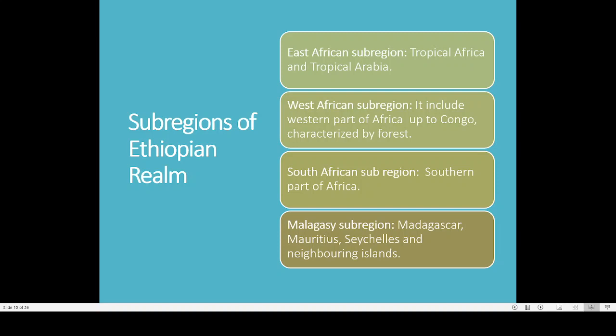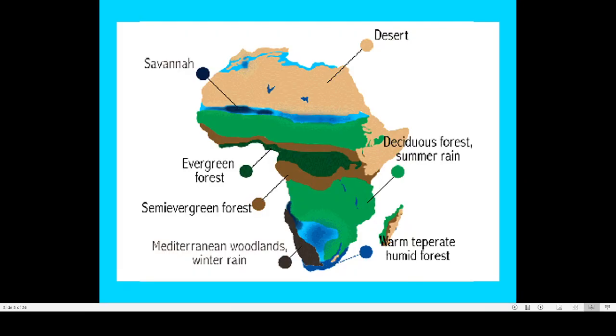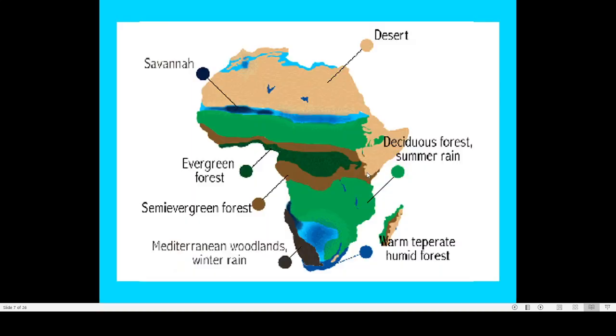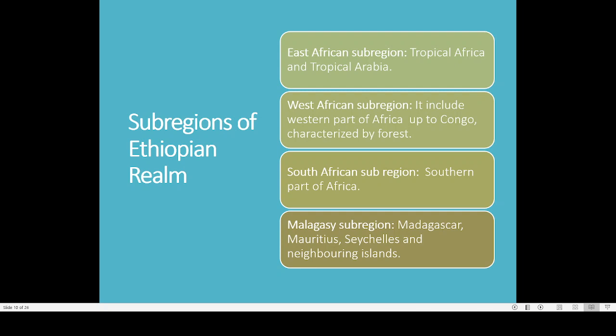Now, coming to the East African sub-region, you can see that it basically includes tropical Africa and tropical Arabia. So this is the East African sub-region, this portion. Here the Arabian Peninsula is coming. So a little portion of Arabia and this area actually come under the East African sub-region. That is the part of Africa known as the East African sub-region.